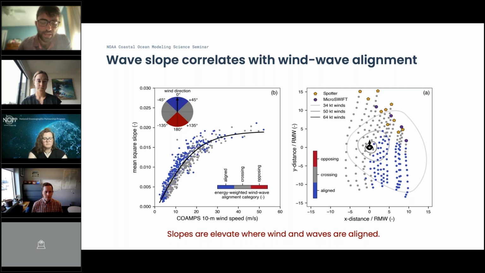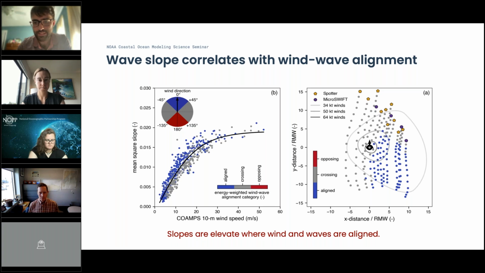In this case, when we classify the observations by whether the wind and waves are aligned, meaning that they're both traveling the same direction, or in this case, crossing, where they're perpendicular to one another, it has a pretty substantial effect on the magnitude of the mean square slope, at least as a secondary dependence of mean square slope.